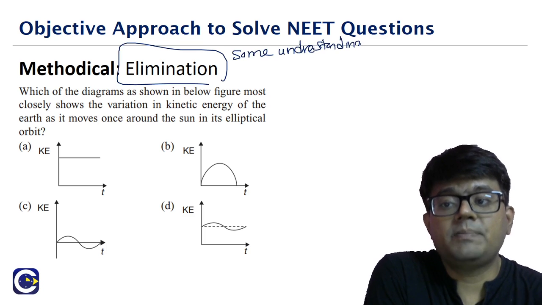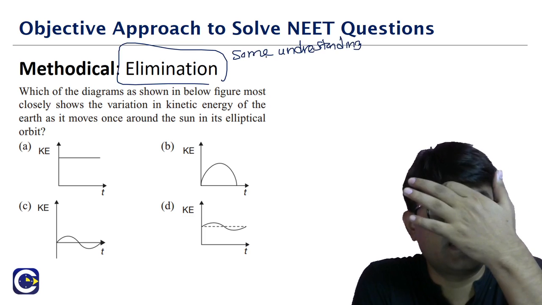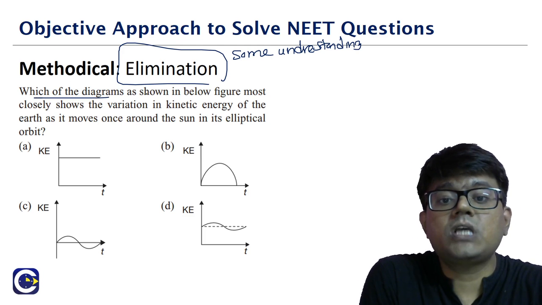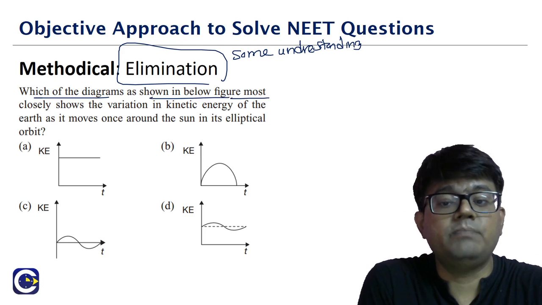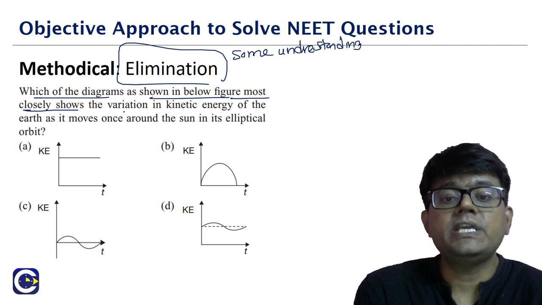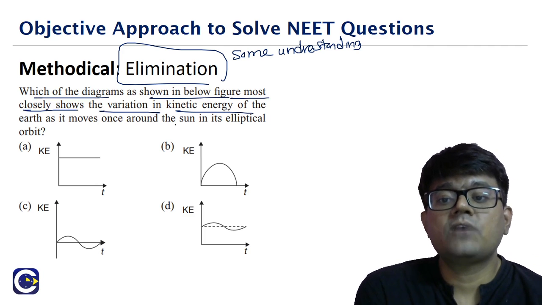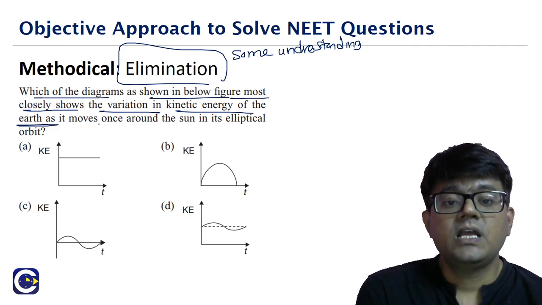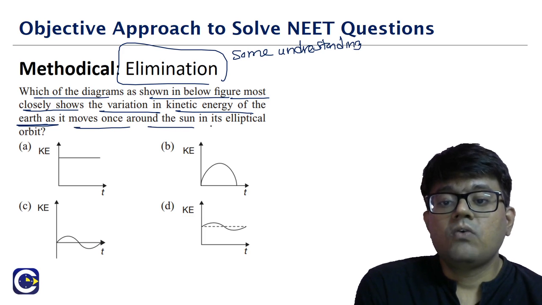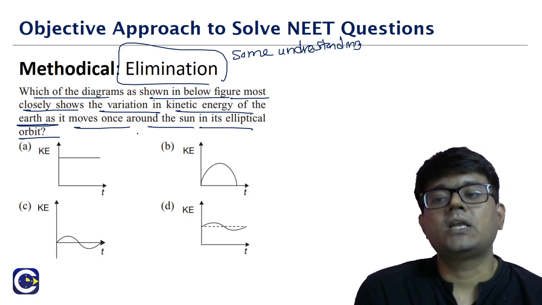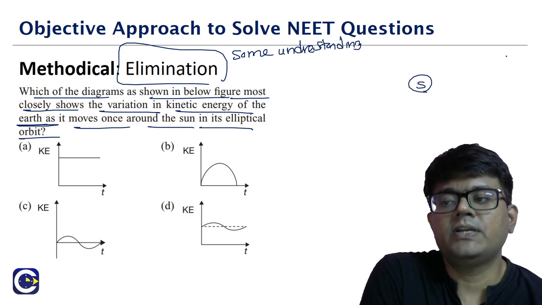The concept or idea, we should have some knowledge. Only then can we use this elimination method. Look here: which of the diagrams as shown in the figure below most closely represents the variation of the kinetic energy of the earth as it moves once around the sun in the elliptical orbit? You know, we talk about it in the gravitation chapter, right?